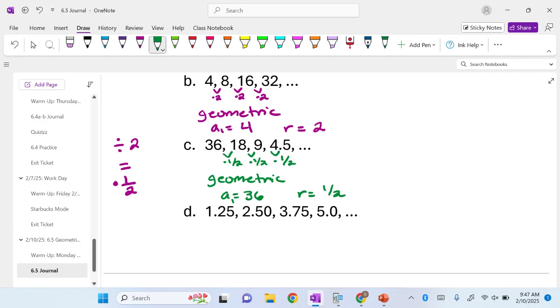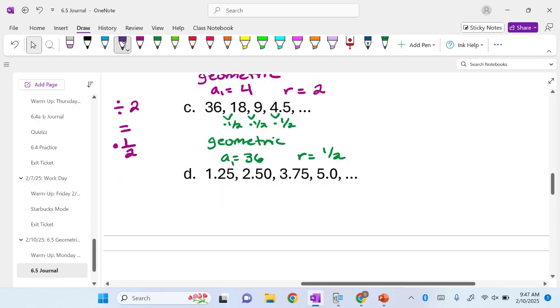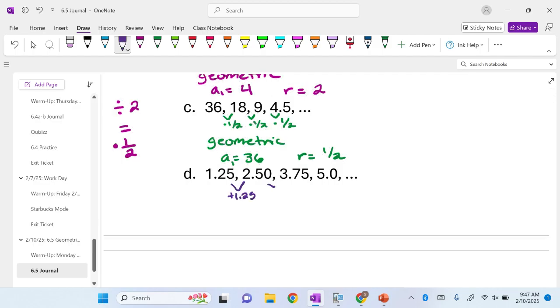All right, last one. Think about this carefully. What do you think the rule is for the letter D? Gary? Adding 1.25. Now, when you're dealing with decimals, it can get a little dicey. What's a good strategy that you can use if it's kind of hard to see what the rule is? How can you test to see what the rule is?